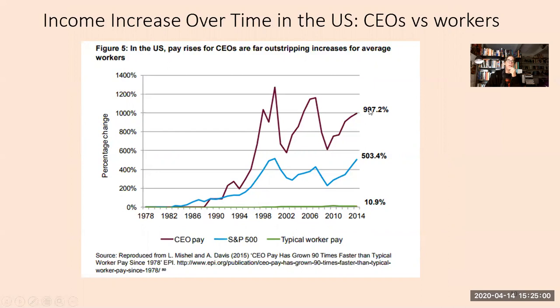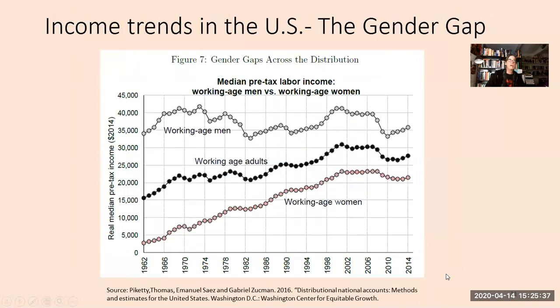CEOs overall, their income has increased since 1978 to 2014, it's gone up 10 times. You make 10 times more money in standard dollars, inflation adjusted dollars. Whereas for the typical worker, it's 11% as opposed to roughly 1,000%. So that's 100 times more than the worker. This is the winner take all effect I alerted to earlier.